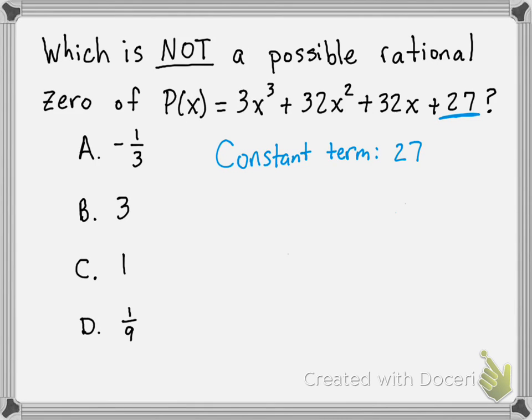Now, the leading coefficient, again, if we have our terms listed in order of descending powers, meaning our first term has the x with the largest exponent, the coefficient of that term is the leading coefficient. So here, the leading coefficient is positive 3.